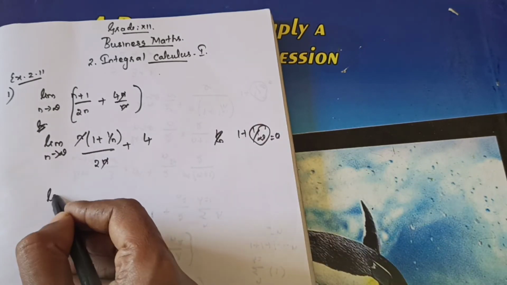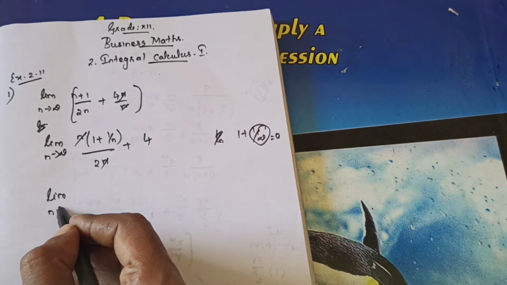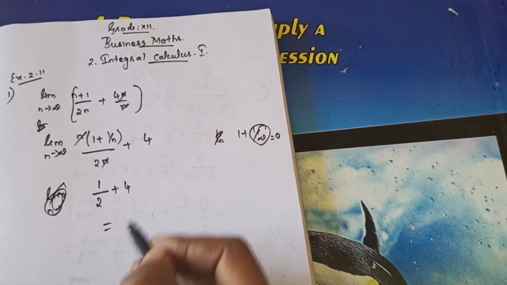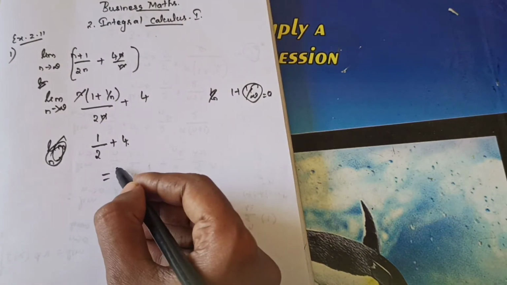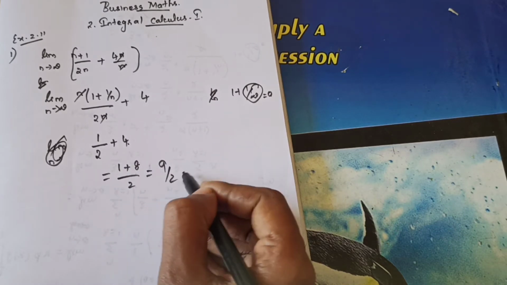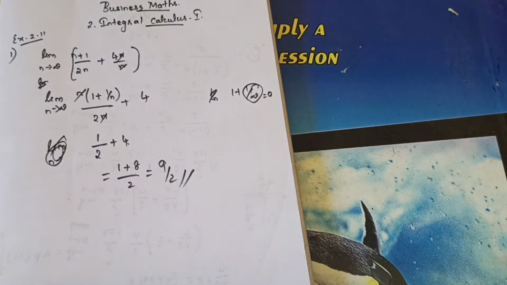So what's the balance? Limit n tends to infinity we have applied, so 1 by 2 plus 4. Now you take the LCM. 4 into 2 is 8, so 1 plus 8 by 2. So the answer is 9 by 2. I hope you all completed. This one you need to complete.